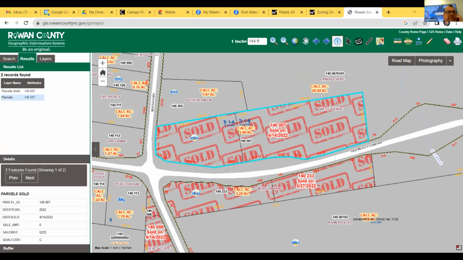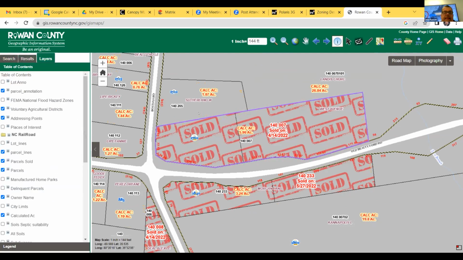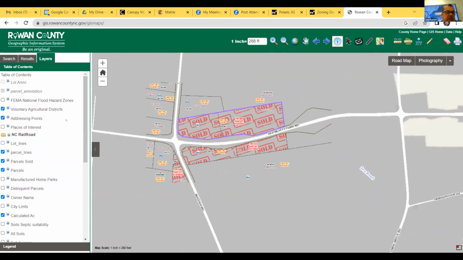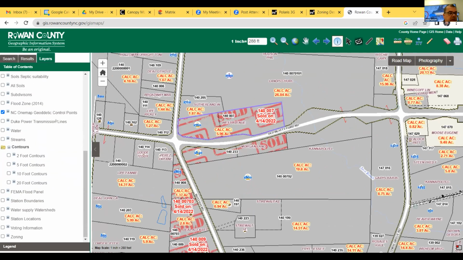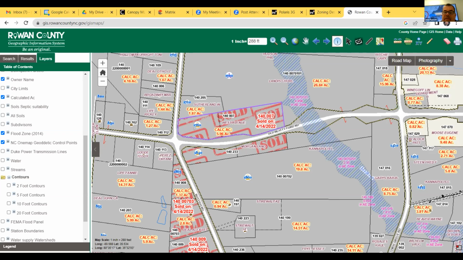Just go around and play with the different settings. One of the ones that we found out about was flood zones. That didn't turn on, did it? There it is. Did everybody see this flood zone over here to the right? Yes. So that's a good way to find out your flood zones.